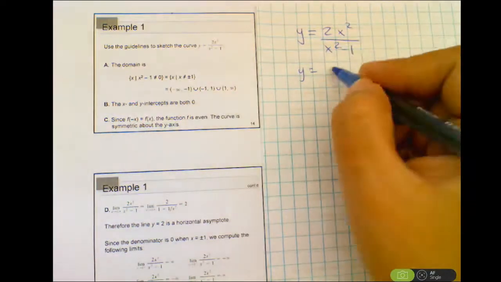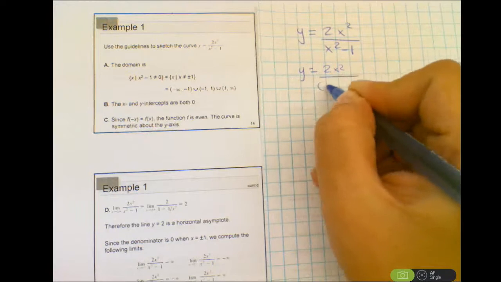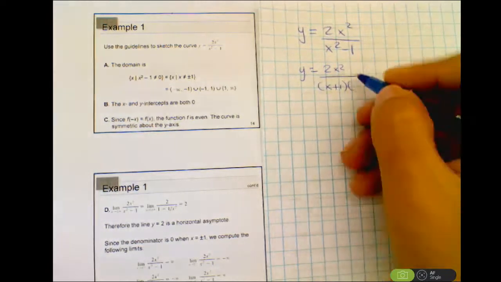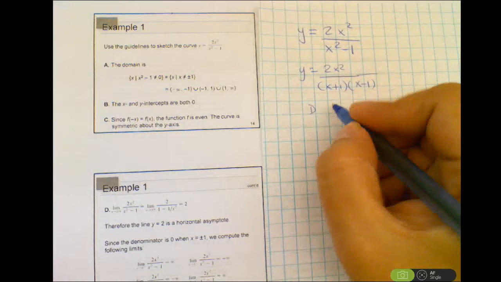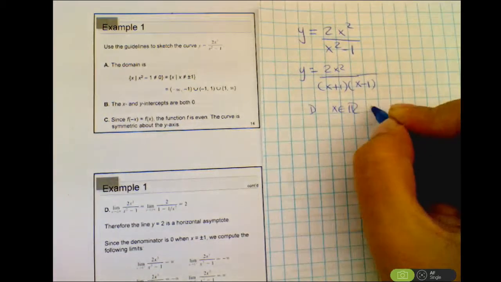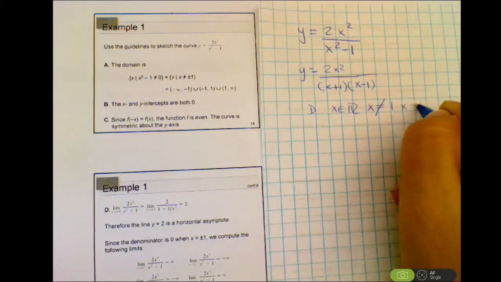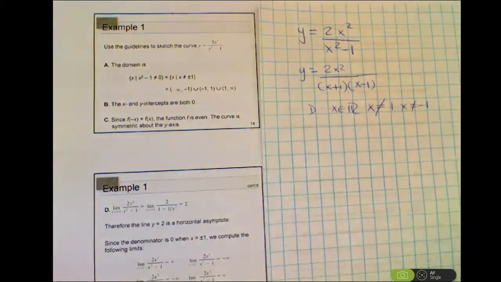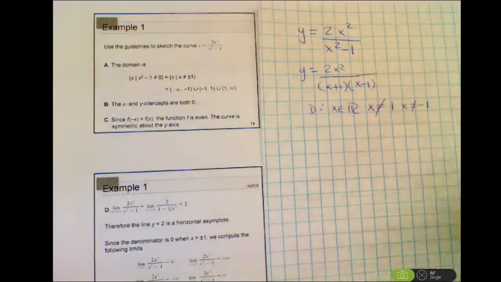So for domain, you know that the bottom can be factored into x plus 1, x minus 1, because it's a difference of squares. So from here you know that the domain is all the real numbers, but x cannot be 1 and x cannot be negative 1, but then everything else is good. X can take any other value.